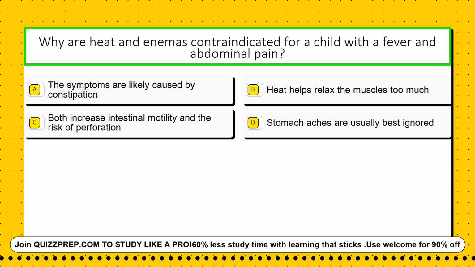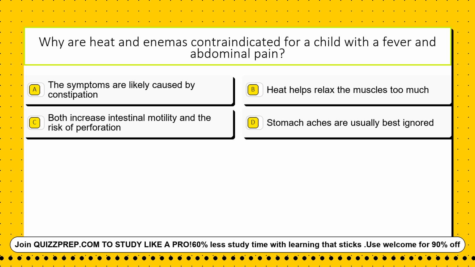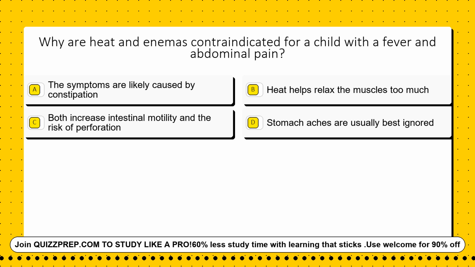Question 93. Why are heat and enemas contraindicated for a child with a fever and abdominal pain? Option A. The symptoms are likely caused by constipation. Option B. Heat helps relax the muscles too much. Option C. Both increase intestinal motility and the risk of perforation. Option D. Stomach aches are usually best ignored.